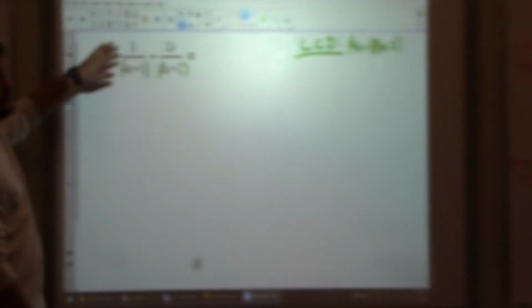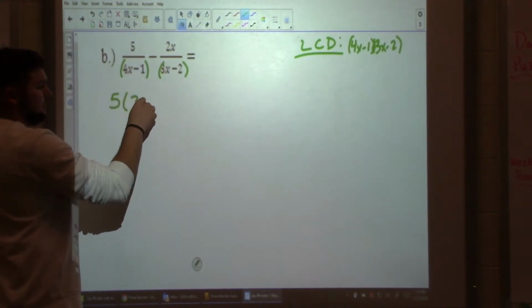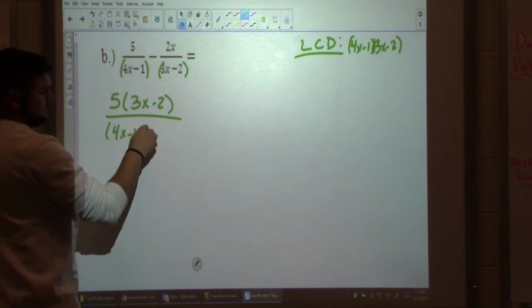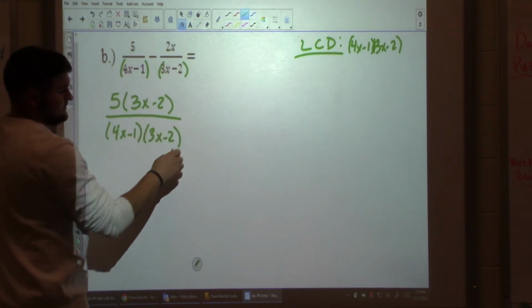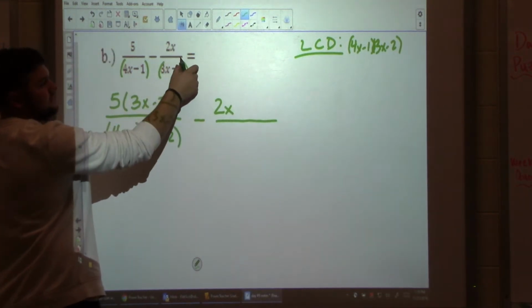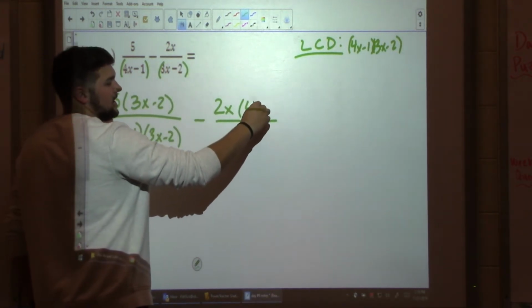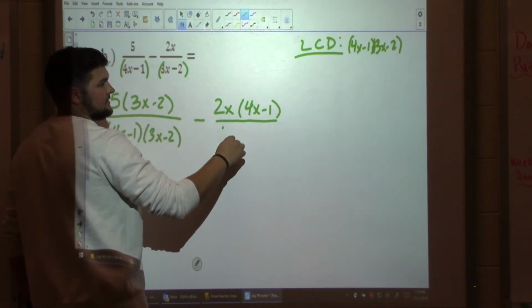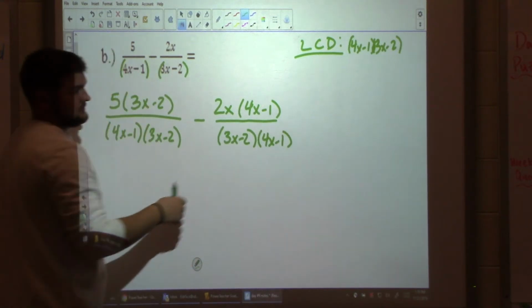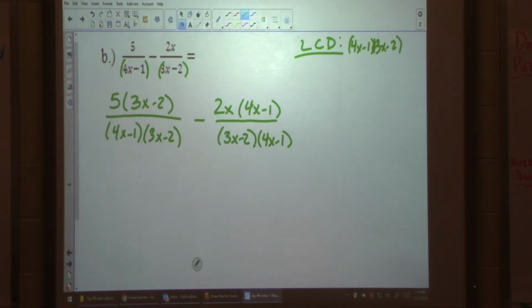So if I look at the first fraction, I'm missing that 3x minus 2 part. So I'm going to multiply top and bottom by 3x minus 2. Then I'm going to look, minus 2x over, I'm missing the 4x minus 1 part. So I'm going to multiply top and bottom by 4x minus 1. Now, there will be times where we don't need to just multiply two together, and we'll see that in a little bit. Right now, that's what works. Okay?